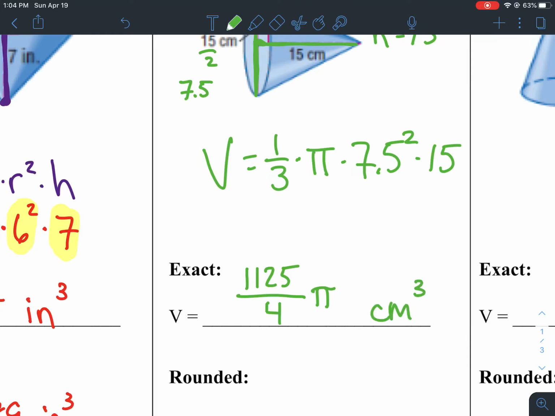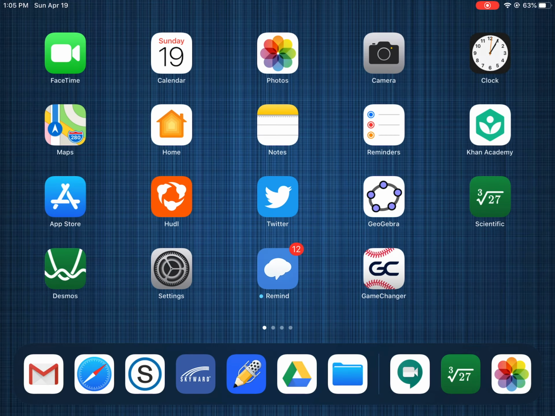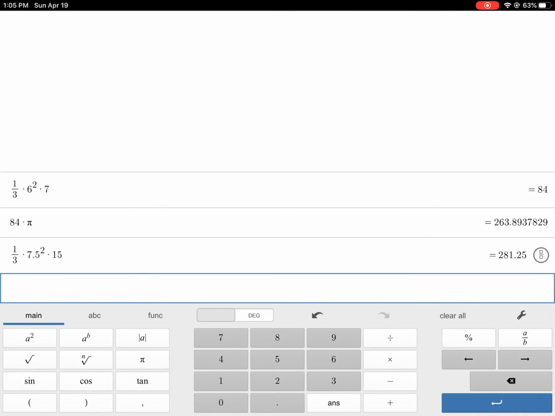You could also put the pi on top. You could write it as 1125 pi over 4, but this is going to be our most appropriate answer. It's technically not wrong to have 281.25, but the more appropriate answer would be to put it as a fraction. Again, the way you do that, if you look over on the right-hand side of that decimal answer, you see that circle with a fraction inside of it. If you just tap that button, it's going to convert to a fraction for you.